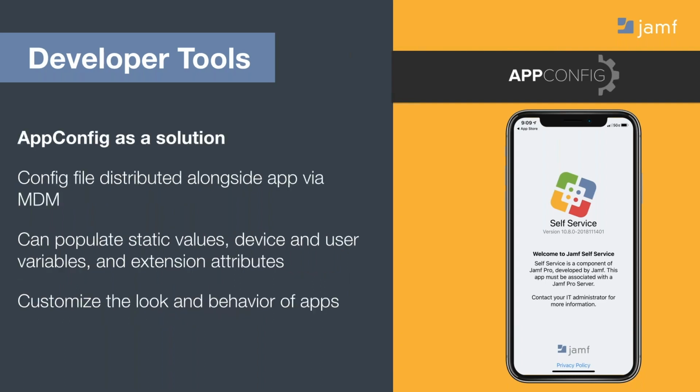So what is app config? An app config is a small configuration file that gets distributed alongside the app by your MDM. And this file can contain static values such as activation codes. It could contain device and user variables. It could contain extension attributes as well. So ultimately, this means we can make your app self-aware of the environment that it's being deployed in. And this could allow an administrator to customize the look, the feel, and the behavior of your app within their deployment without you having to create a custom build for each organization using your software.